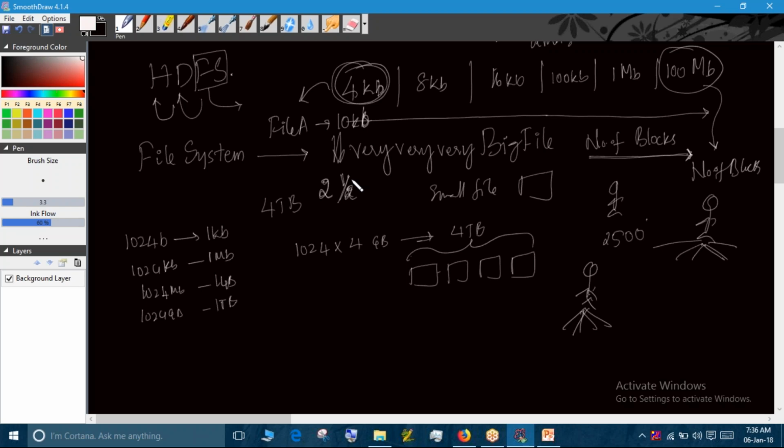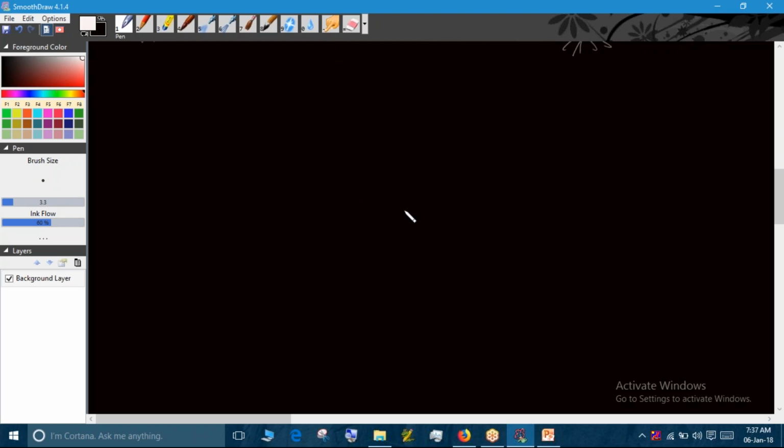Blocks always can be allocated in a whole number, not in a fractional mode like 2.5 blocks or 2.75 blocks. No, not possible. Either 2 blocks or 3 blocks. Why am I discussing all these things? There is a great reason.